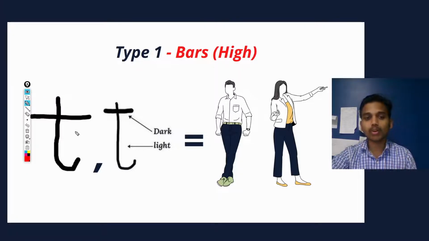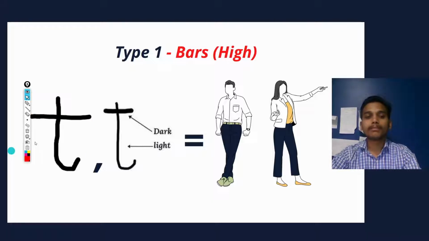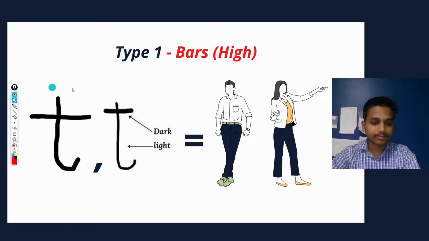Okay, first one will be high bar and then we will study low bar. If you don't know about bar, we have discussed it earlier, and still if you don't know, this is what bar means. This is letter T and the line that you are seeing here is known as bar. The straight line here is known as stem. This is the bar and this is the stem.